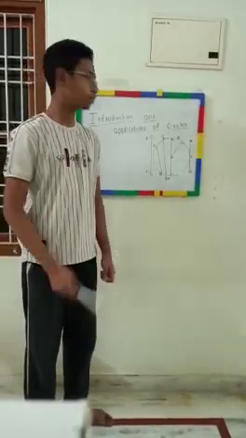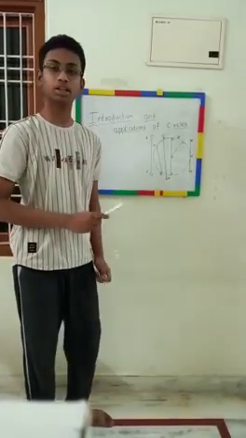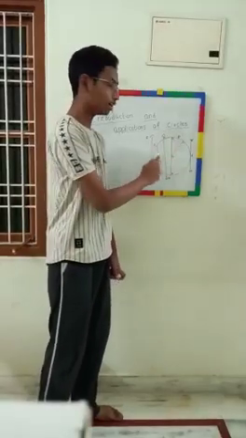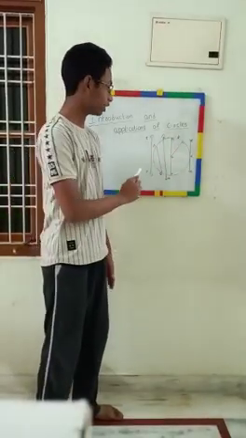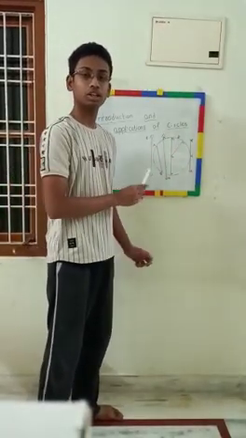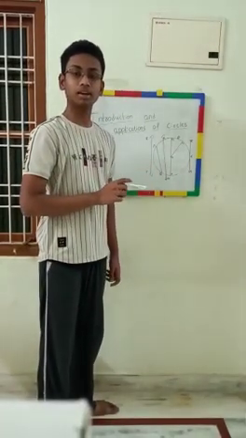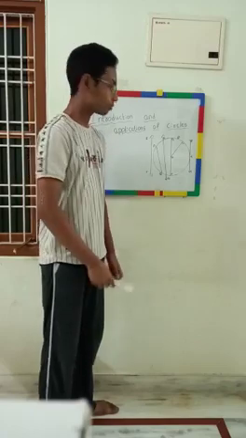Today I am going to tell about introductions and applications related to areas and circumference of a circle. First, what is a circle? A circle is a closed curved figure which is equidistant from the center. Now I am going to tell several points about the circle.